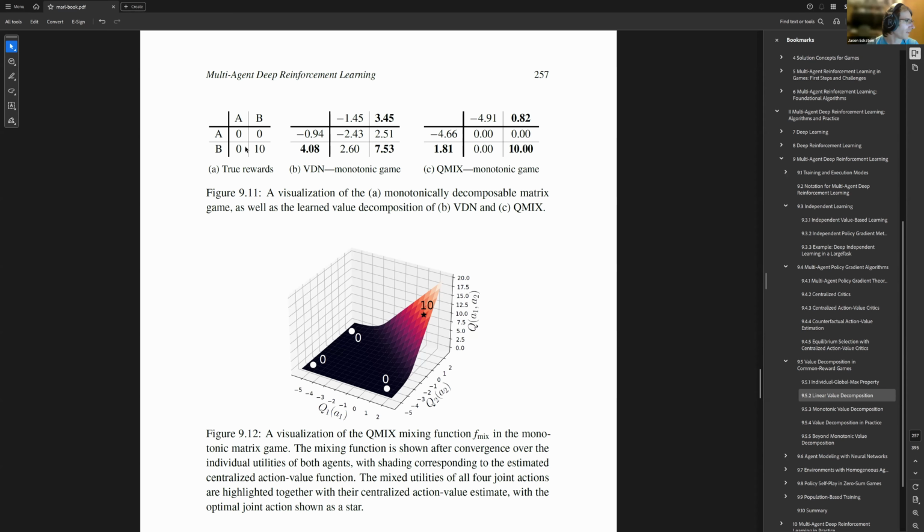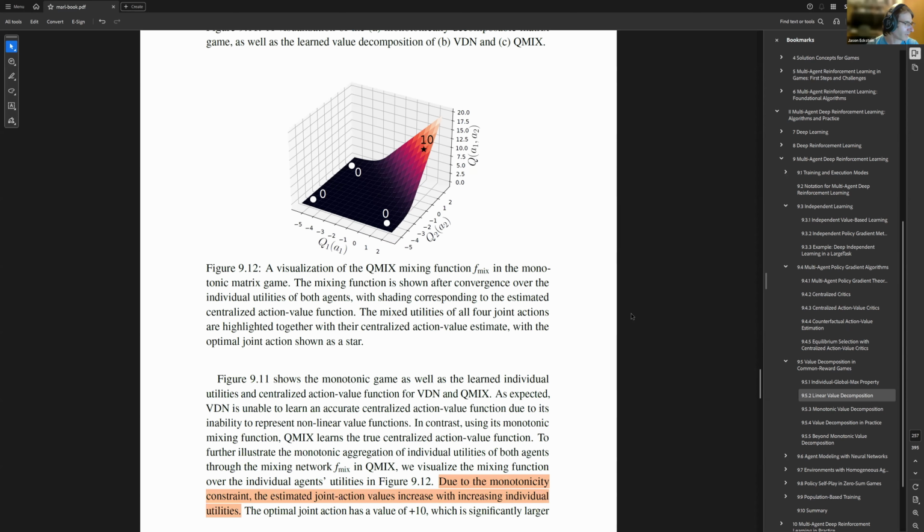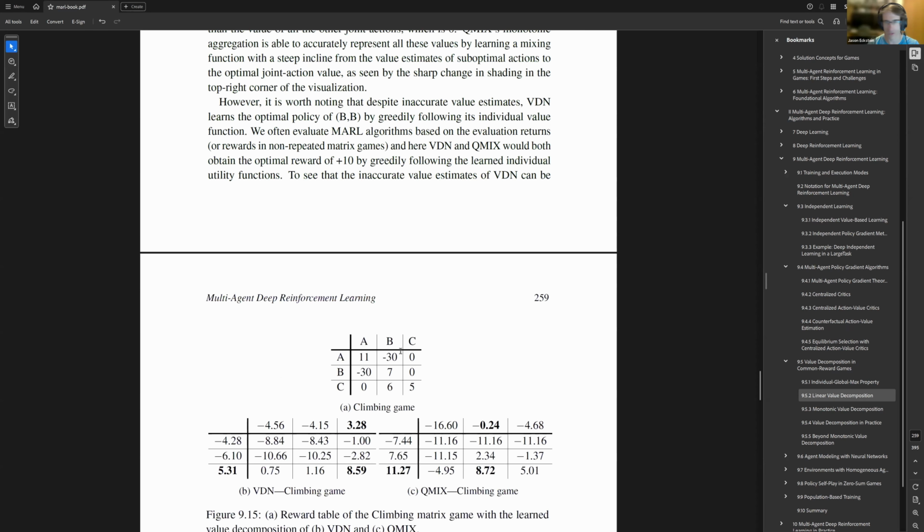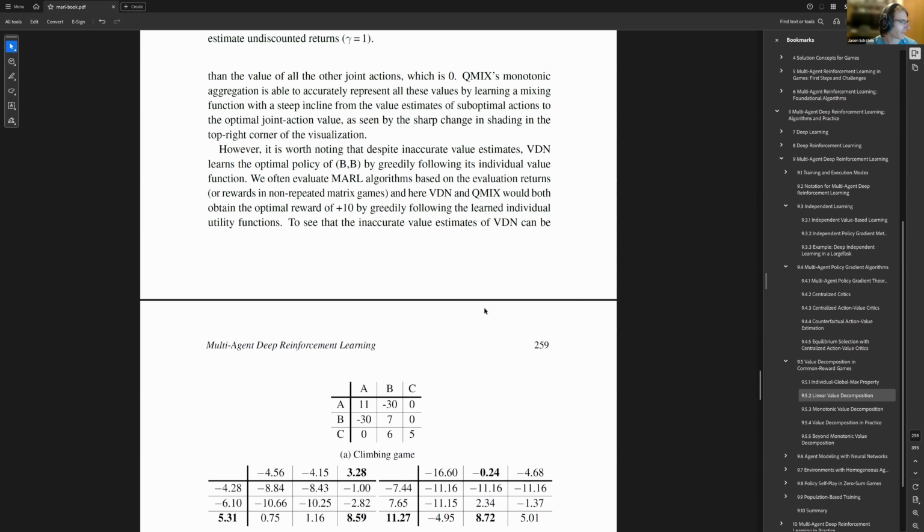So this does have a monotonic decomposition. This doesn't. The book doesn't prove that or anything. So the thing you're actually trying to model may or may not have a monotonic decomposition. But that depends on the true values.